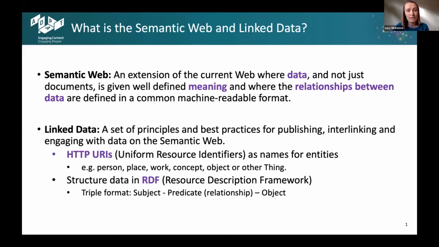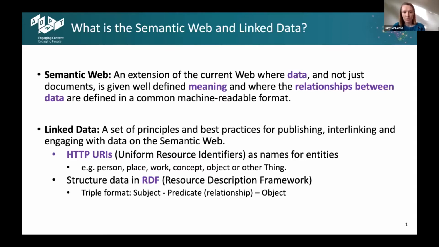So what is the semantic web? The semantic web is an extension of the current web, where data, and not just documents, are given well-defined meaning, and where the relationships between data are defined in a common machine-readable format. And so then what is linked data? Linked data is then a set of principles and best practices for publishing, interlinking, and engaging with this data on the semantic web. And some of these principles include using HTTP URIs, or Uniform Resource Identifiers, as names for entities.